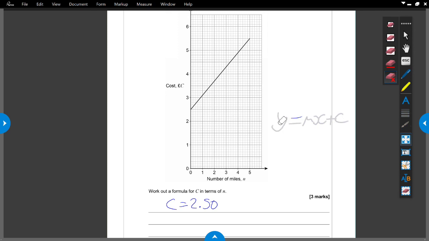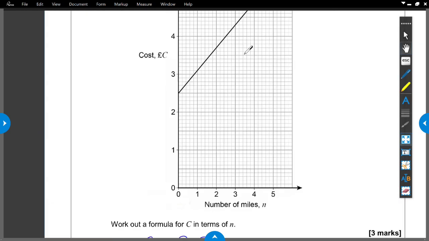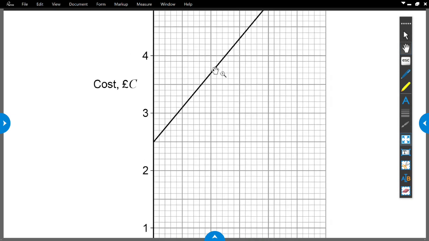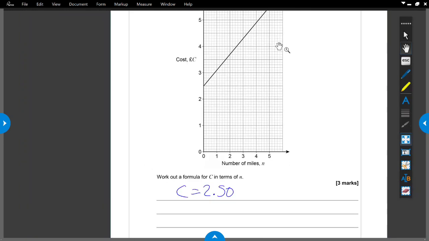We can just do this method afterwards to show how that can be a bit quicker. C is this cost. So the cost is £2.50, and the cost is increasing, so we must be adding or multiplying by something. Let's see what's going on. Every time I increase n by 1, it's going up by a certain amount. So when I added 1 mile, it went up by 60 pence, and then it went up by another 60 pence. It's going up 60 pence every mile, and n is the number of miles.